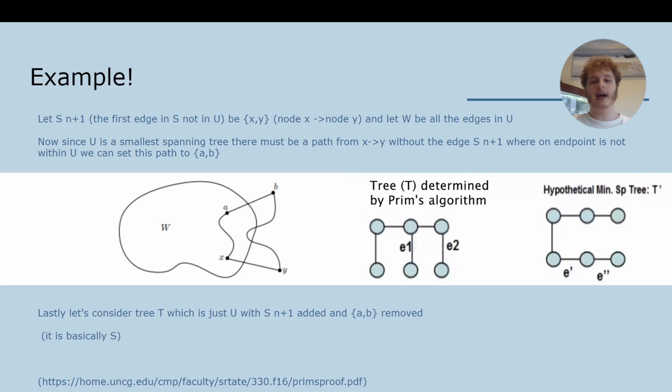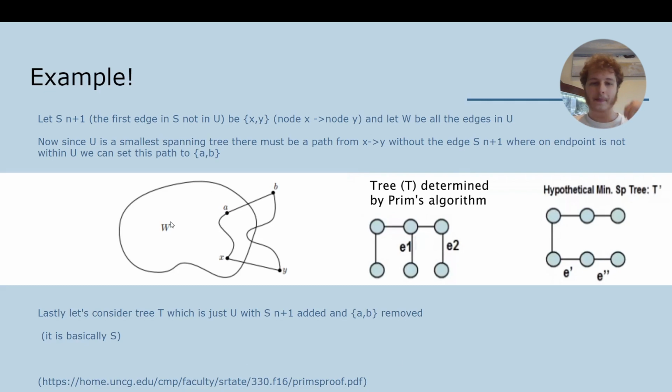There must be a path from X to Y without that edge, S, n+1. It's also going to say where the endpoint is not within U. So we're going to say that this path is A to B. Again, A to B also just means X to Y.